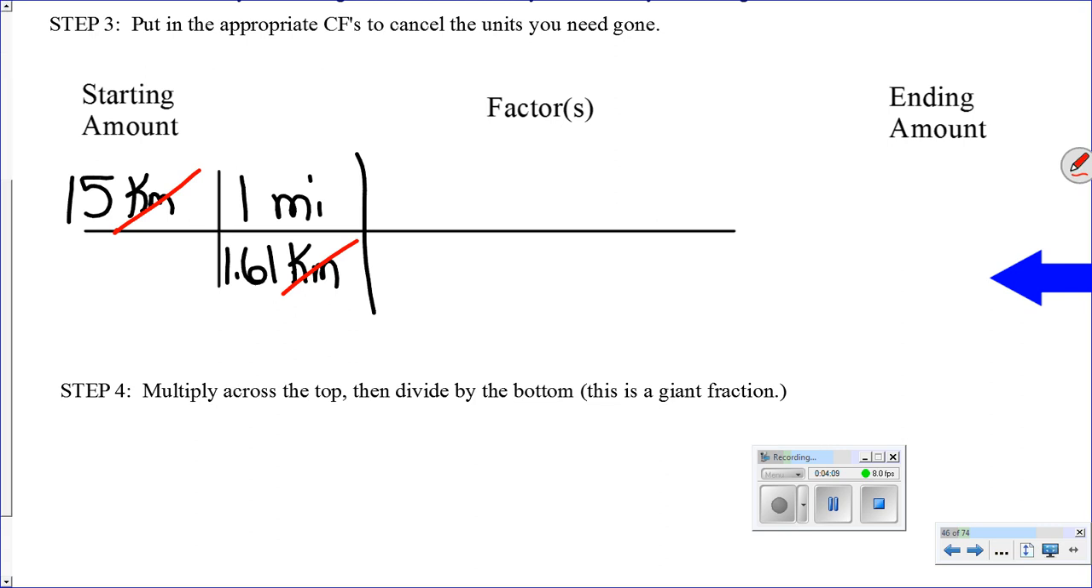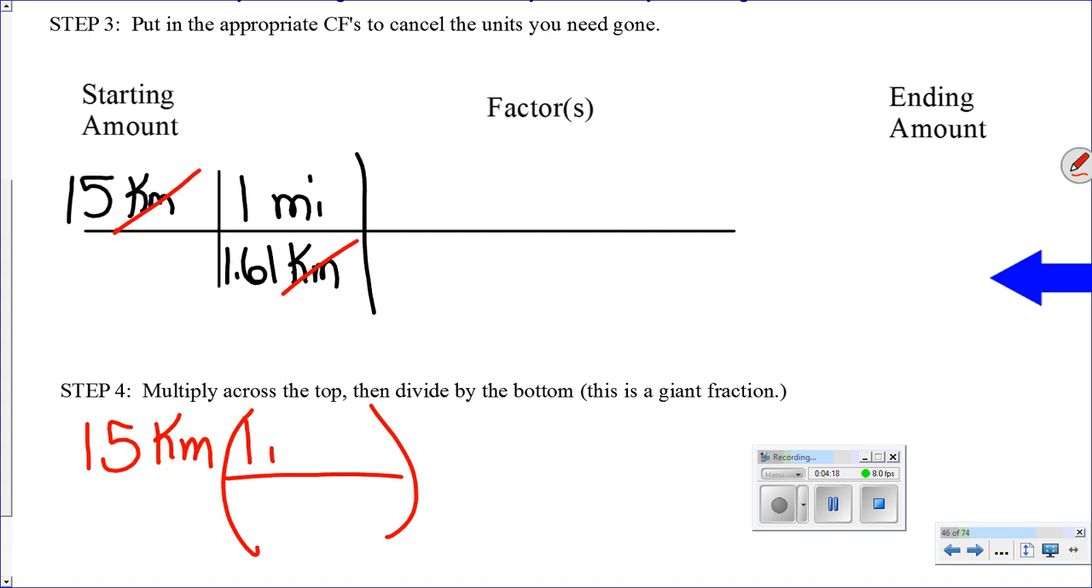Another way that people often write these problems, especially in a college setting, you'd start with the 15 kilometers, and then you'd put this into parentheses and actually make it look like a fraction in parentheses. This means the exact same thing. I don't care which way you do it. I started using the line because I think it's a little bit more quick. So then you're going to multiply 15 times 1 is 15 divided by 1.61. And we're going to come out with 9.3 miles.